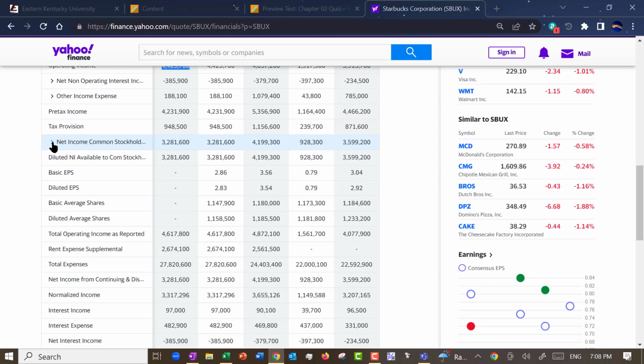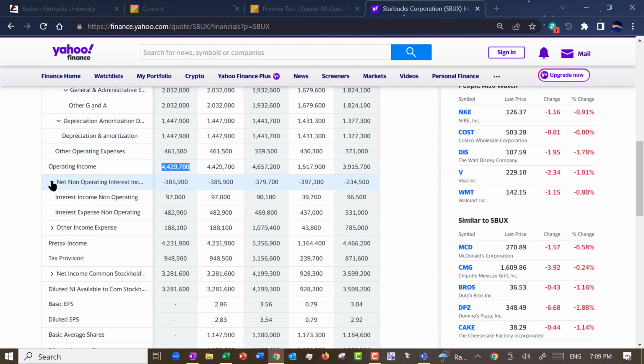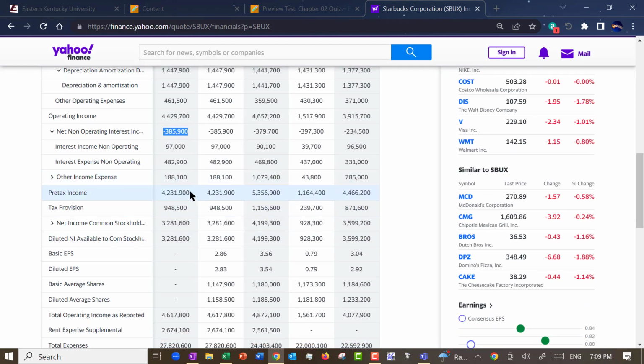Then we're going to look at interest income and interest expense. So net they have interest expense, which is a lot of money, about $400 million. And then you get pre-tax income. If you divide pre-tax income by revenue, it's basically your pre-tax margin.